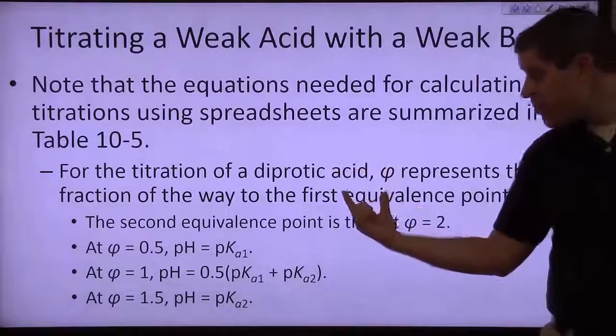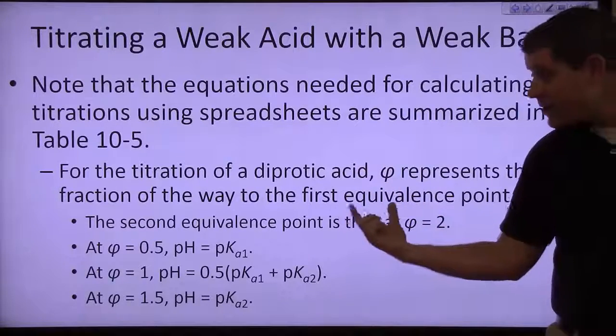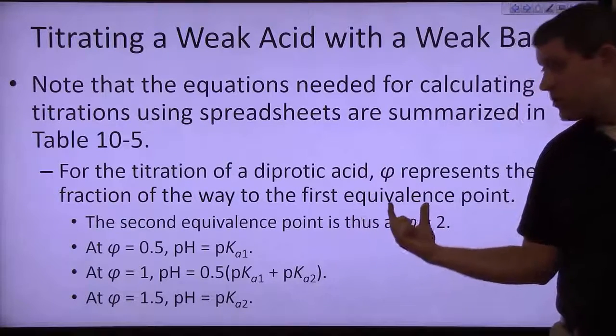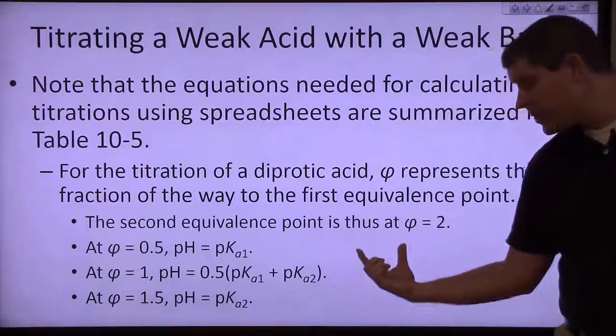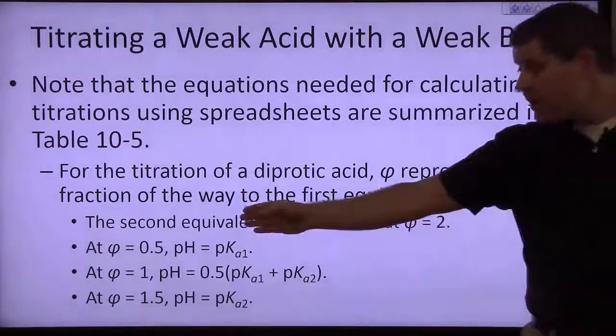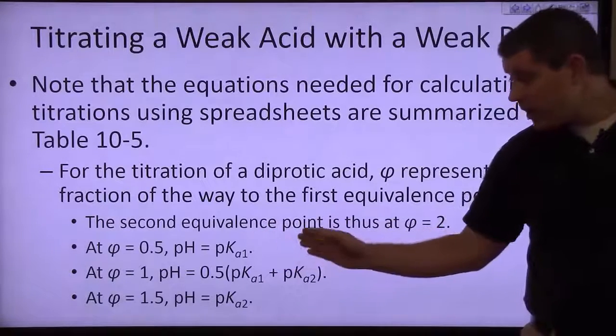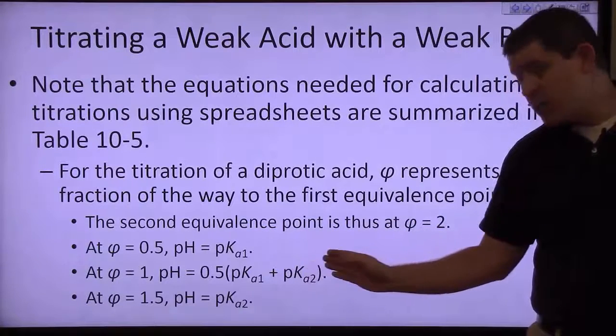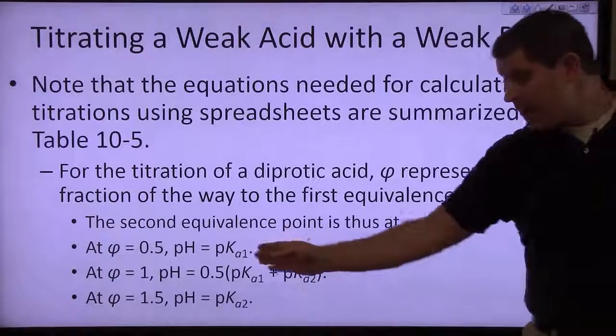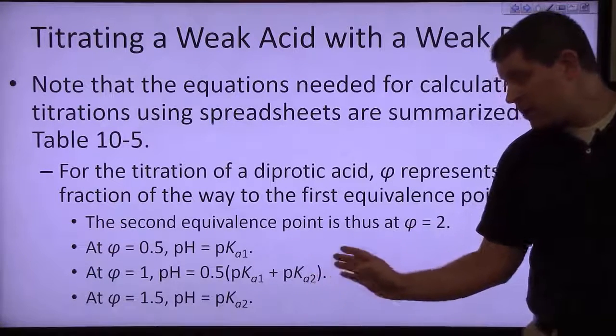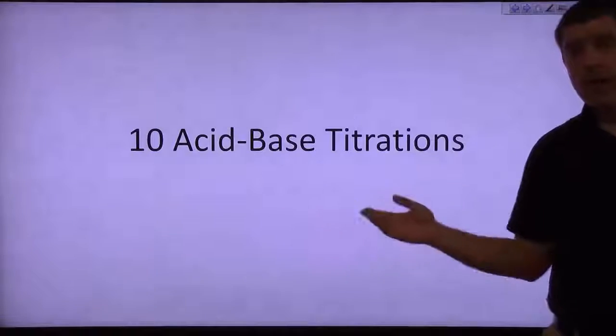For the titration of a diprotic acid, phi represents the fraction of the way to the first equivalence point, and the second equivalence point is thus at phi equals 2. And that means that at phi equals 0.5, the pH equals pKa1. At phi equals 1, the pH equals the average between pKa1 and pKa2. And at phi equals 1.5, the pH equals pKa2. And that was acid-base titration.